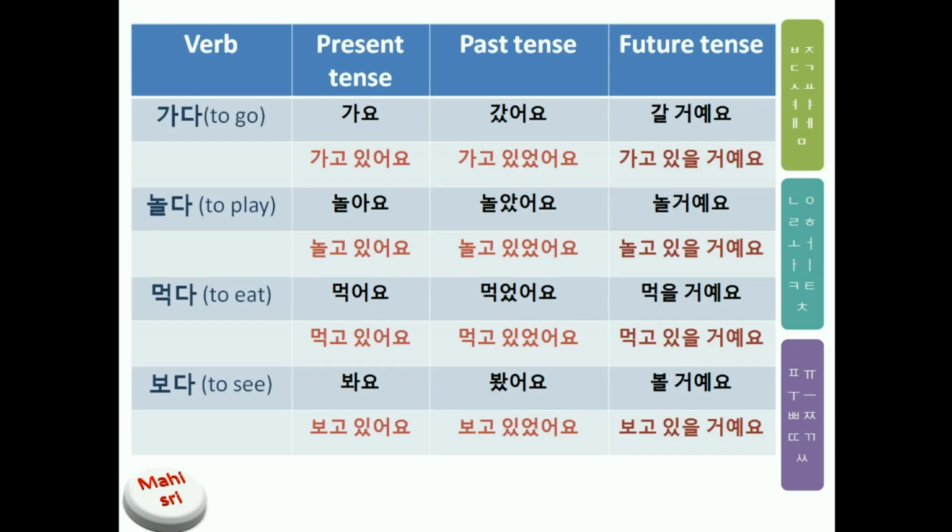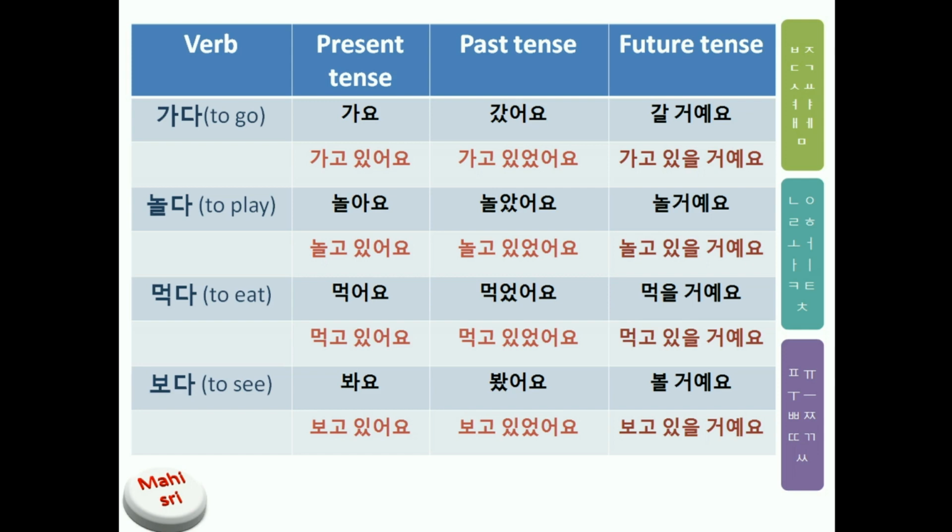Okay. Let's get more detailed. So the kada is kayo. How the present tense becomes the present continuous tense. Let's see the difference between them so you can remember well. So kayo becomes kago isoyo. What you just did is you added go isoyo, and for the past tense you added go isosoyo, and for the future tense you added ko isil koyeyo.